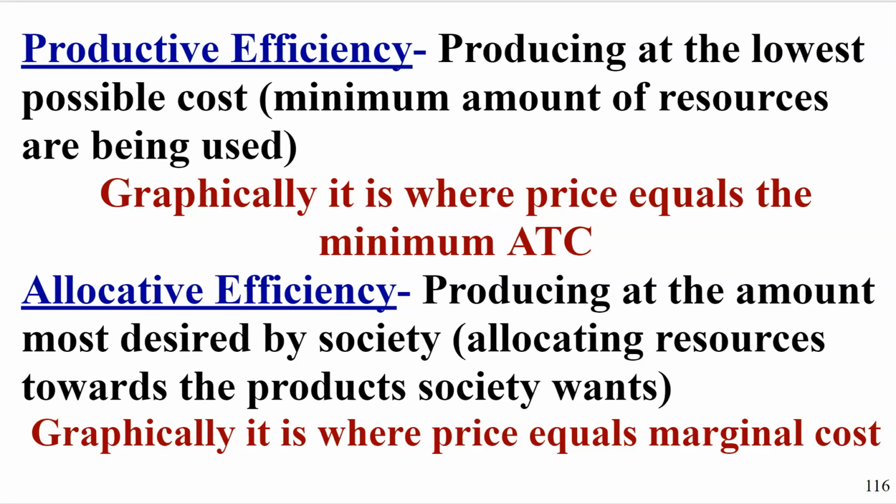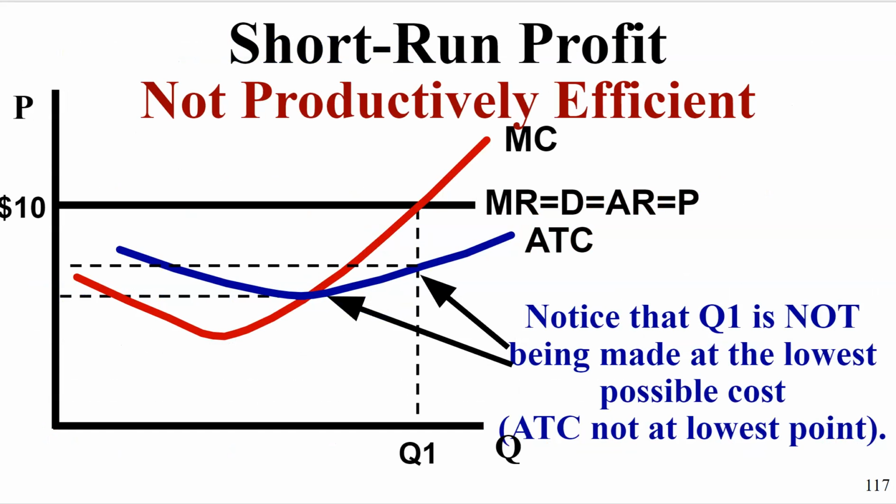Now, in the short run, you may not see ATC at its minimum, of course, and so that wouldn't be productively efficient, but we get back there because other firms will enter or exit the marketplace in order to bring us back to that efficiency. So let's take a closer look at that.